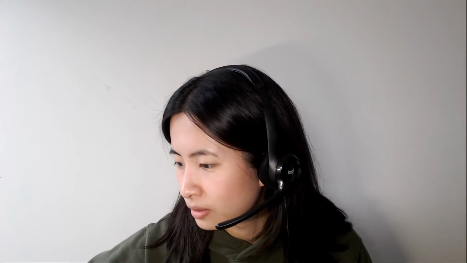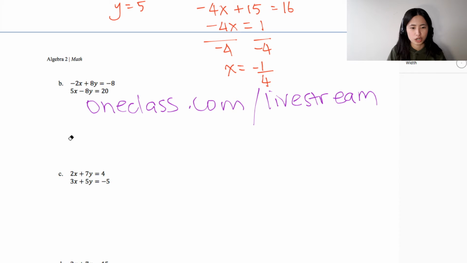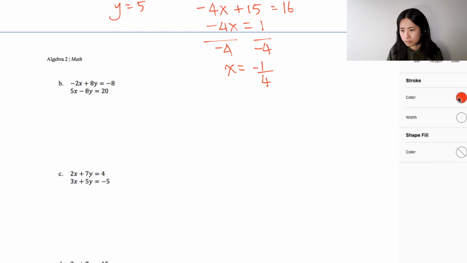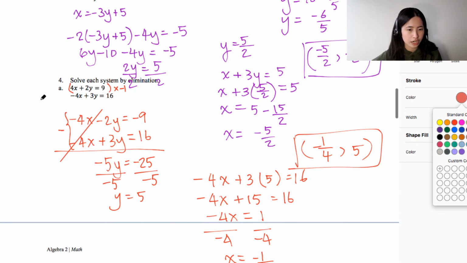So for today's class, we'll go over Algebra 2. Before anything else, I just wanted to make sure you can see my screen and hear me coming through. Okay, great. So this is where we left off. I believe we were talking about elimination, and we do have two systems of linear equations, right? The question here is we need to solve each system by elimination, right?